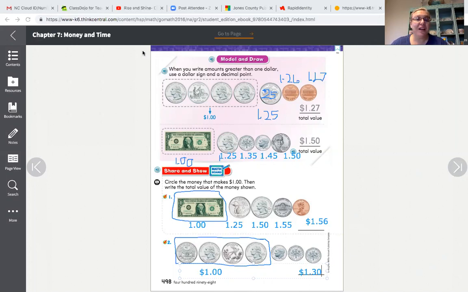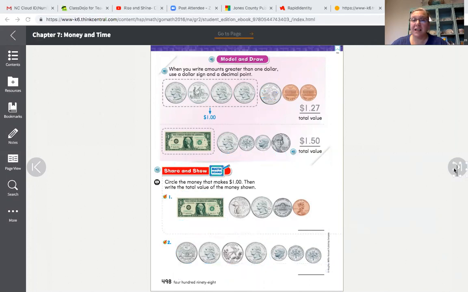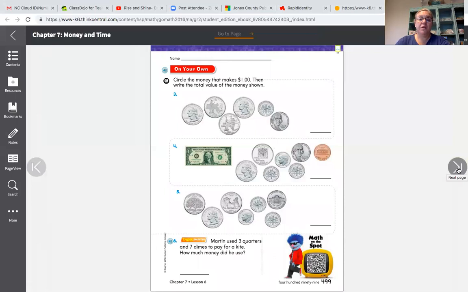Okay, I'm going to go ahead and clear this off. Let's take a peek at the next page. Okay, for 3, 4, and 5, you're going to do the same exact thing that we did on numbers 1 and 2. For number 6, you're going to watch the video Math on the Spot, and you're going to help Martin figure out how much money he used to pay for his kite.